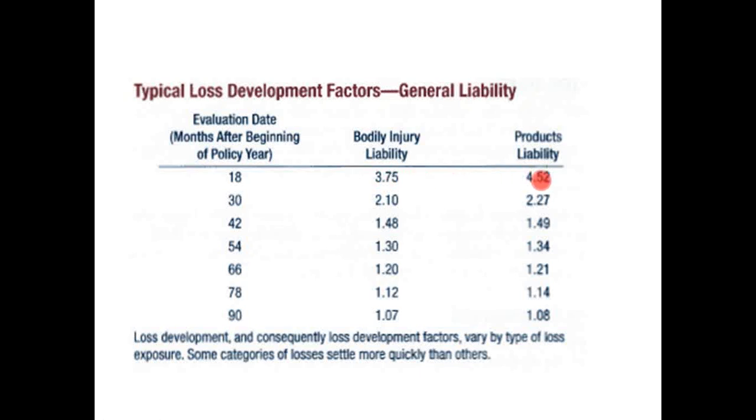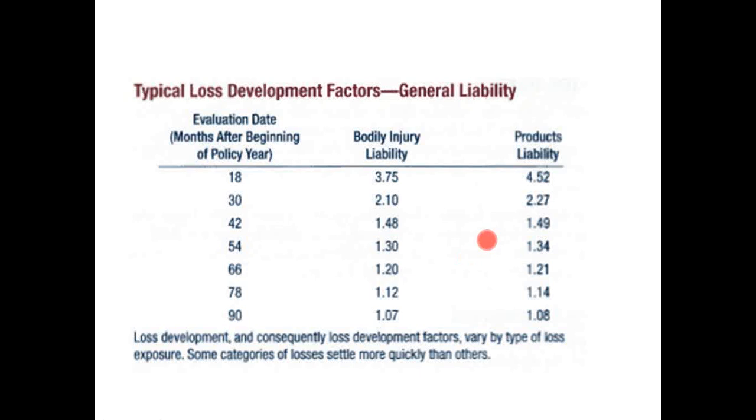If it's a product liability claim, our ultimate is 4.52. And then these other ones are still loss development factors, but it's based upon if we have better data at 54 months, our factor we multiply is 1.3, and that will get us to our ultimate factor of what we expect our losses to be by the time the claim completely closes.